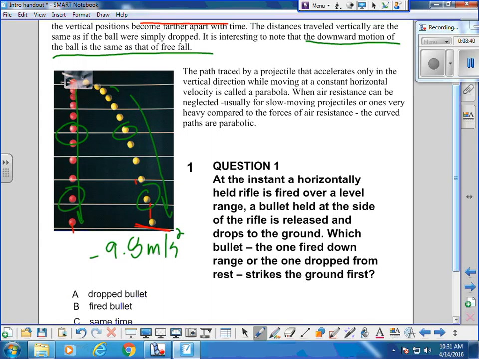Okay. The path traced by a projectile that accelerates only in the vertical direction while moving at a constant horizontal motion is called a parabola. Grade 11 pre-calc, right? Yay for parabolas. I guess I should have said repeat after me. Yay for parabolas. When air resistance can be neglected, usually for slow-moving projectiles or ones very heavy compared to the force of air resistance, the curved paths are parabolic.